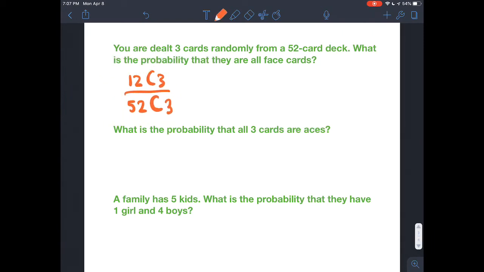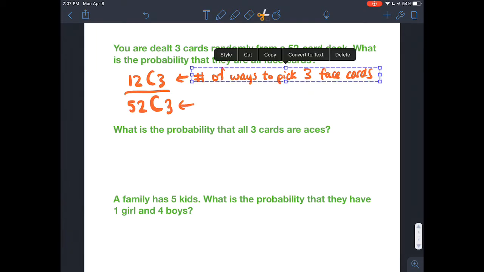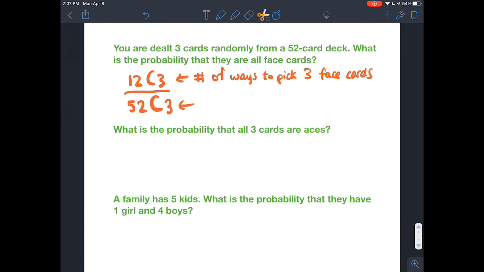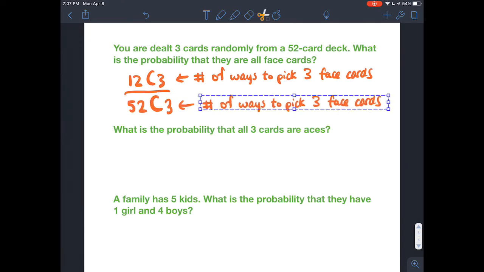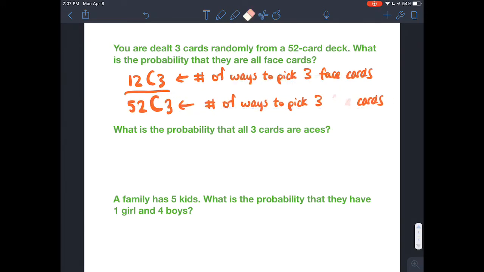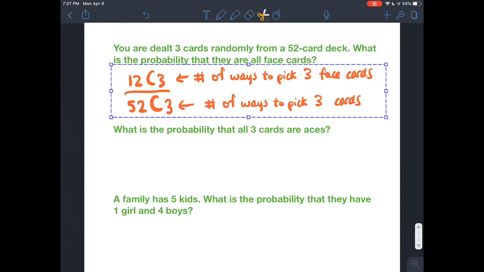Okay, so 12C3 represents the number of ways to pick 3 face cards. And this represents, I'm just going to copy this, but change one important thing, which is that this is not the number of face cards, but just the number of ways to pick 3 cards in general from a deck. Okay, so let's see what this would be. 12C3 over 52C3.